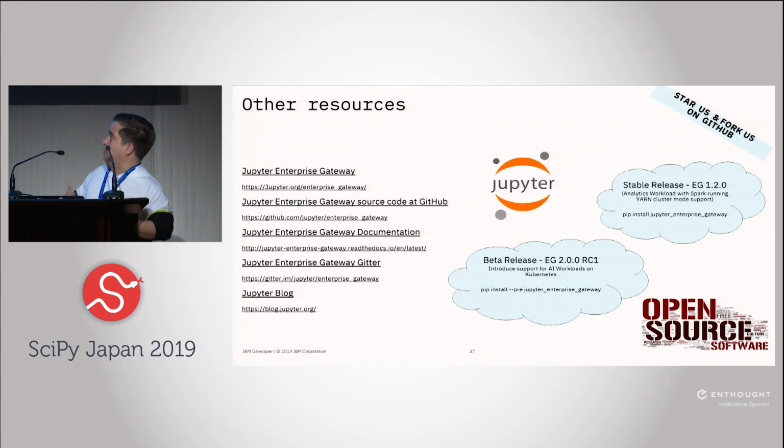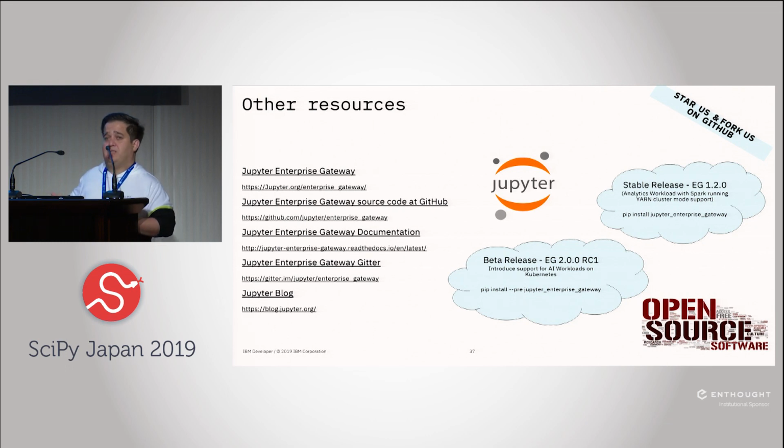Other resources, if you want to learn more: we are open source software, a project from Jupyter. You can go to github.com/Jupyter/enterprise gateway. We are there. There is also the website and documentation. If you have a question or want to chat with us, we are on Gitter. And we also do a lot of blogs with announcements and articles on integrating Gateway with Notebook, JupyterHub and others in the Jupyter blog.